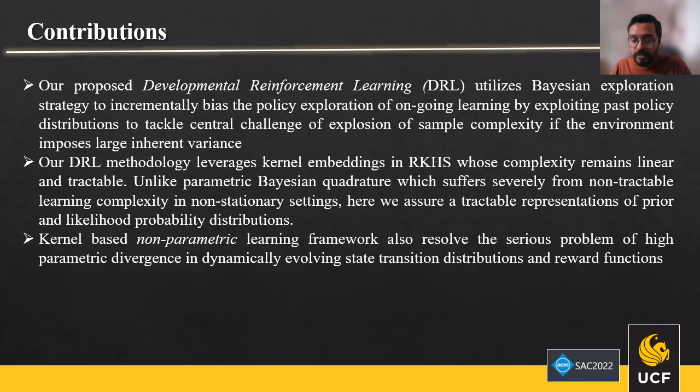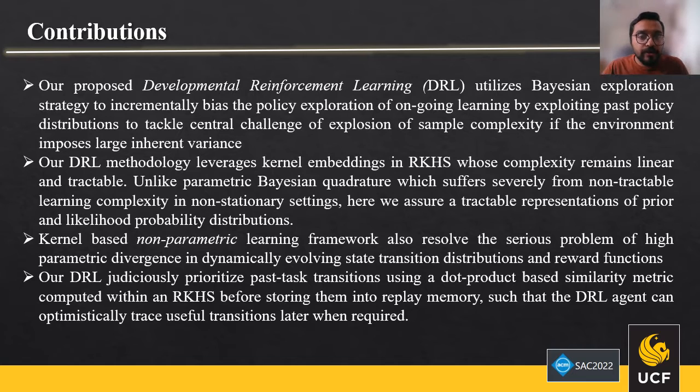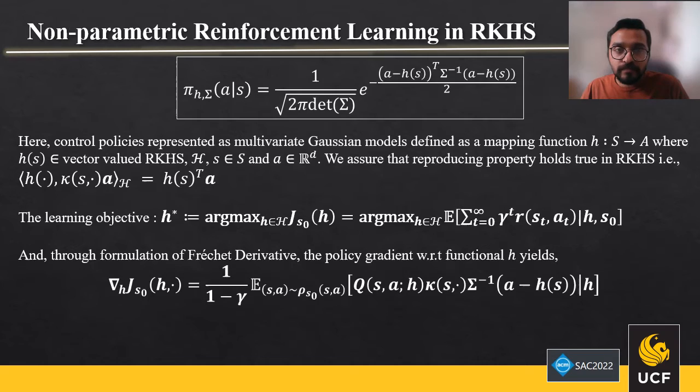And finally, we judiciously prioritize the past task transitions using a dot product-based similarity matrix computed within an RKHS before storing them into a replay memory, such that our DRL can optimistically trace useful transitions later when required. Now let's talk about the non-parametric reinforcement learning in RKHS.